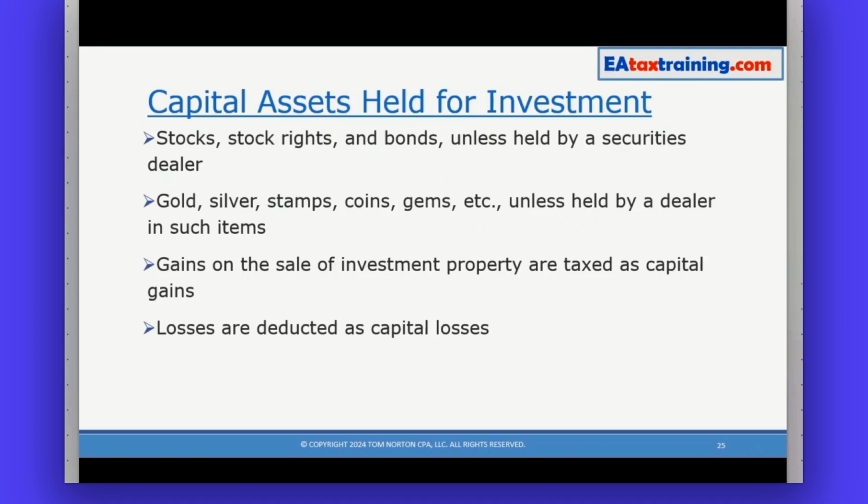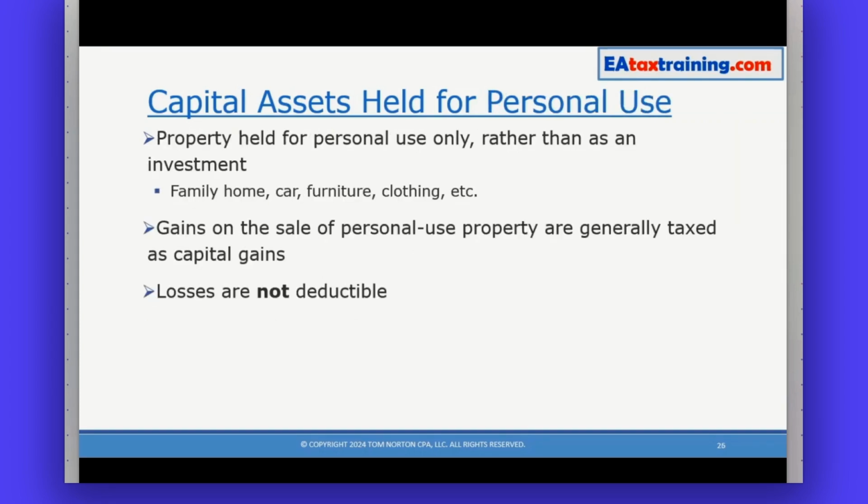Gains on sale, capital gains. Losses on the sale of these items are deducted as capital losses. So they're capital assets, so gains are capital gains, losses are capital losses.